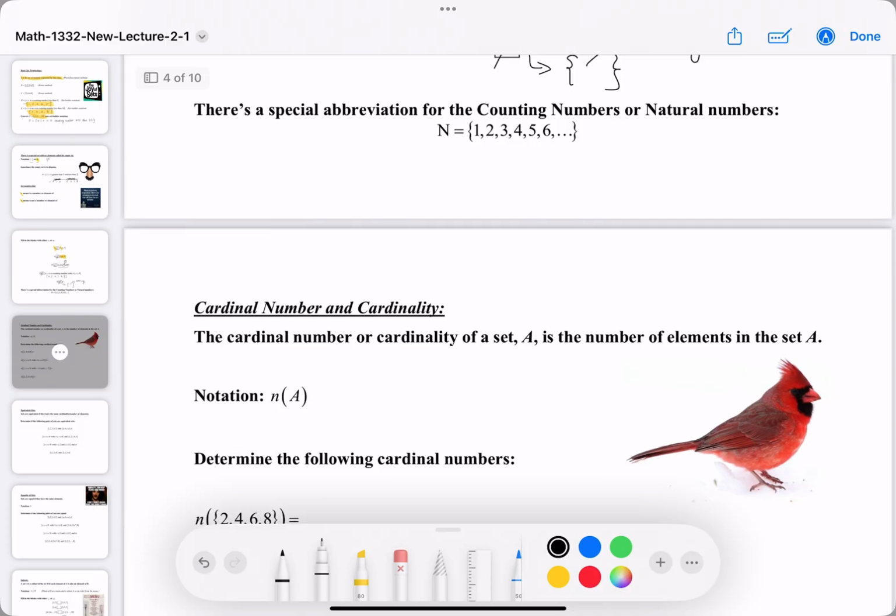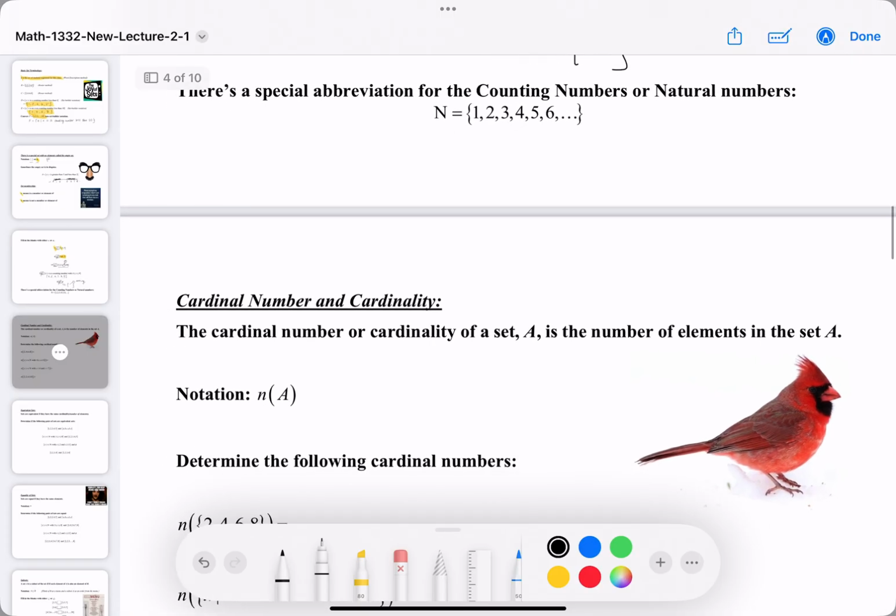Here, there is a special abbreviation for counting number or natural number. We will say N, but for some textbooks, we will use cursive N, something like this. I'm not good at drawing the cursive N. So N represents counting numbers, starting from 1, we have 2, etc.